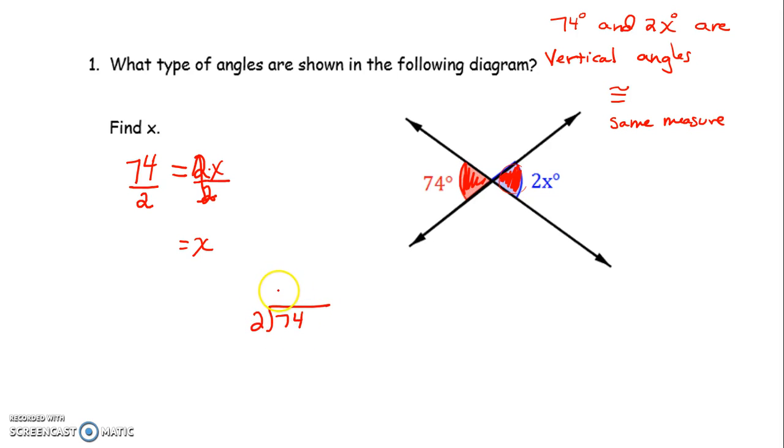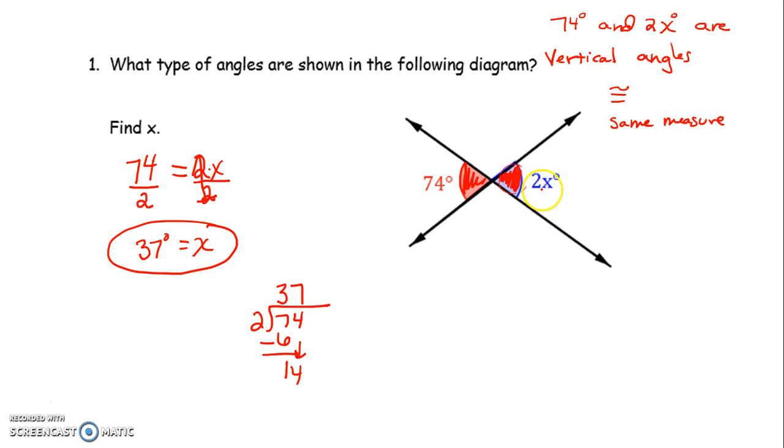2 goes into 4 3 times. 2 times 3 is, 2 goes into 7 3 times. 2 times 3 is 6. Drag down that 4. 2 goes into 14 7 times. So 37 degrees must be x.